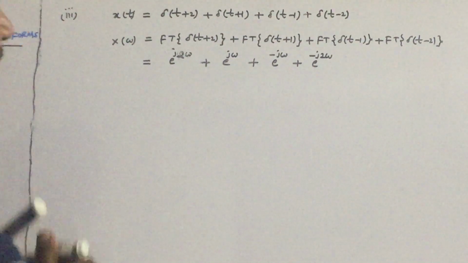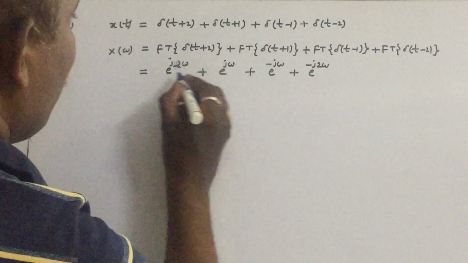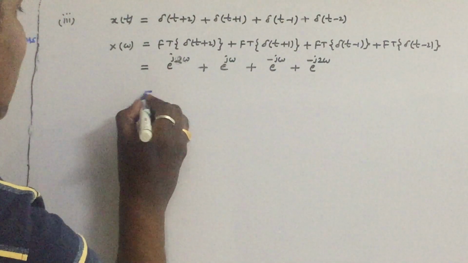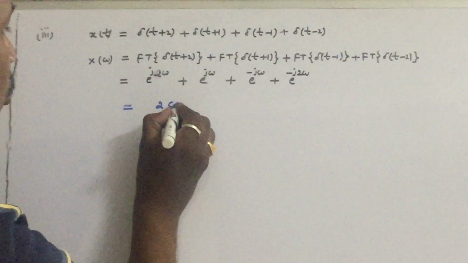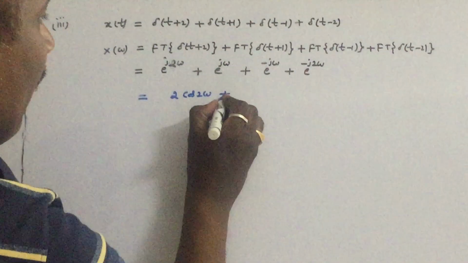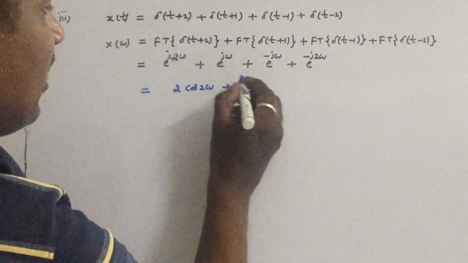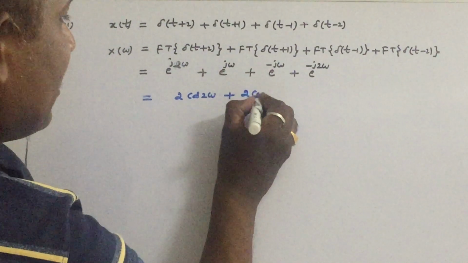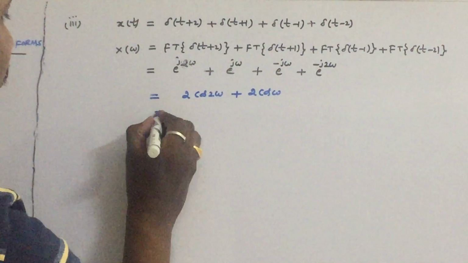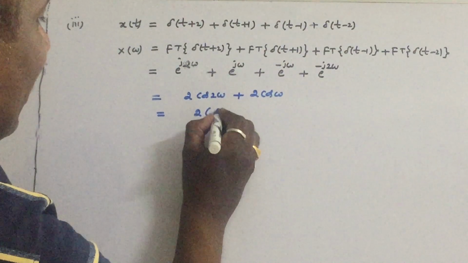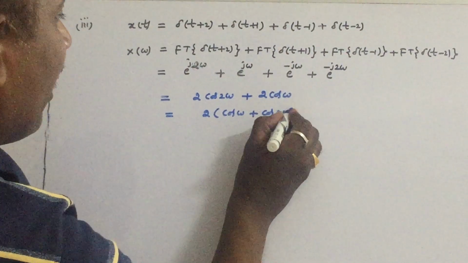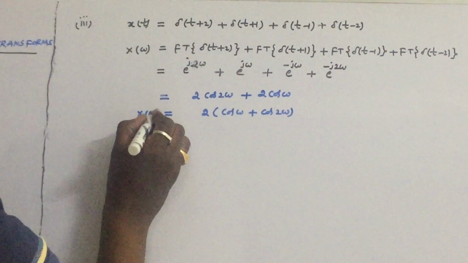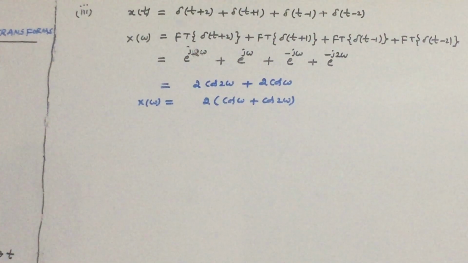So from this you can clearly see that, from these two terms and these two terms, you can write e power j 2 omega plus e power minus j 2 omega as 2 cos 2 omega, plus e power j omega plus e power minus j omega. From complex numbers, this is written as 2 cos omega. So if you take 2 as common, you can write it as 2 times cos omega plus cos 2 omega. So this is the answer for this very simple question, the third one.